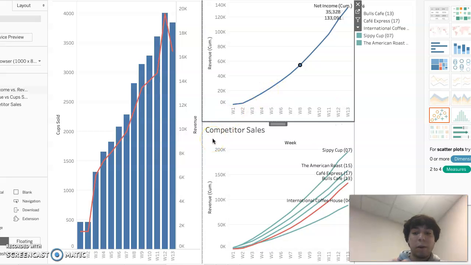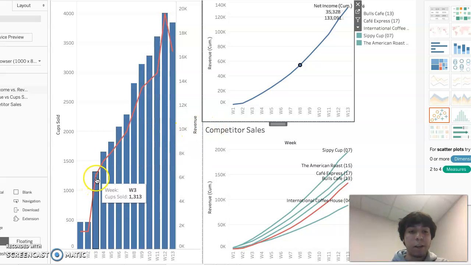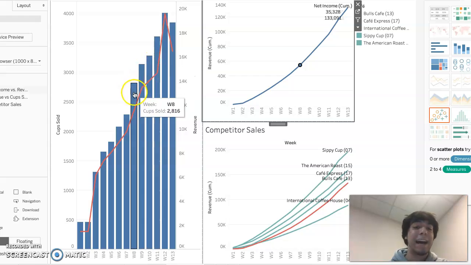So having these three graphs next to each other, you can really see the slow incline and then rapid ascent into profit. But as noted over here, we didn't really make much profit in the beginning, nor at all, because our cup sales were always slightly higher than our revenue.